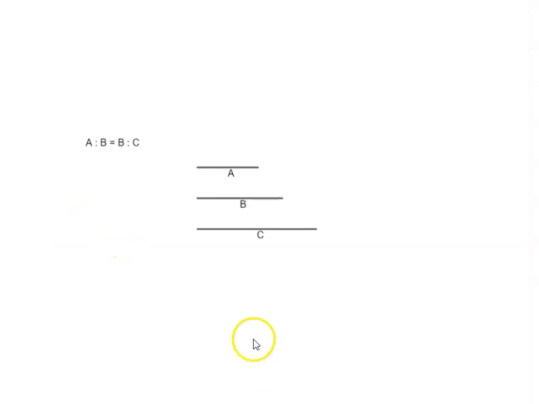Let's construct one more line, one more magnitude equal to B. So here B is equal to D. Which means our proportionality can be written as A is to B is equal to D is to C. Primarily we required that fourth magnitude to apply one of the previous propositions.